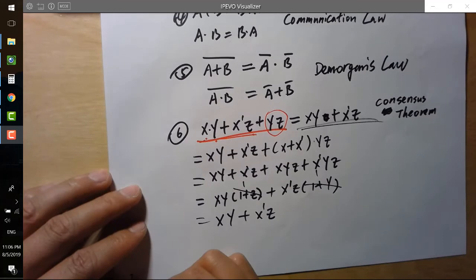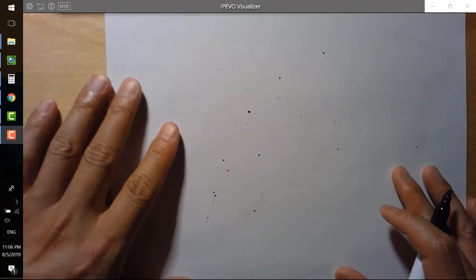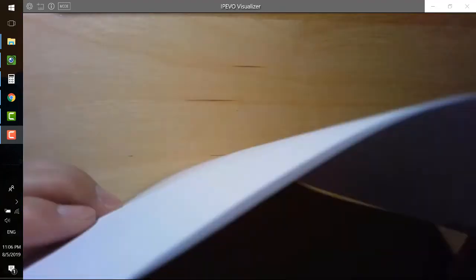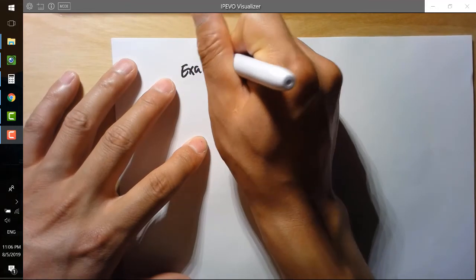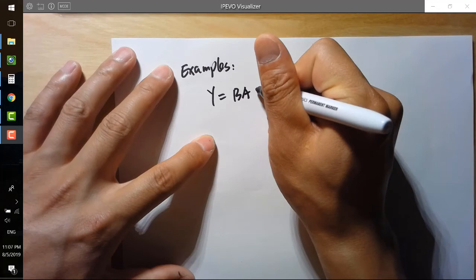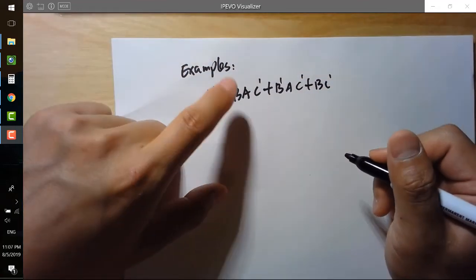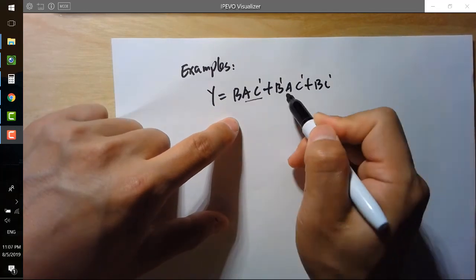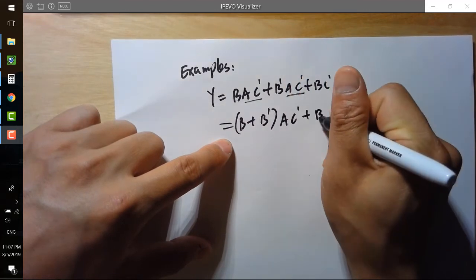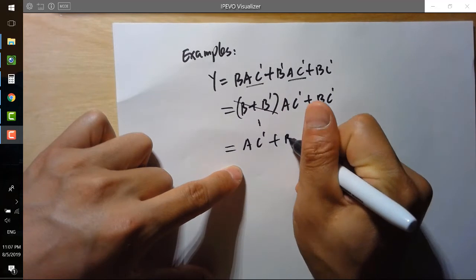Okay. Now I'll give you some examples that use some of these laws or theorems, so you get practice on these things. All right, examples. Y is BAC not, B not A C not, B C not. So how to simplify this? Since we have AC not here as a common term, we can combine these two. It's going to be B or B not, AC not, BC not. And this one is going to be 1. So we know this result will be AC not, BC not.